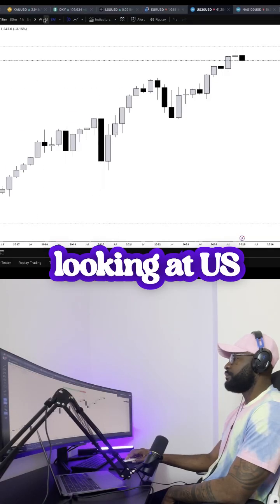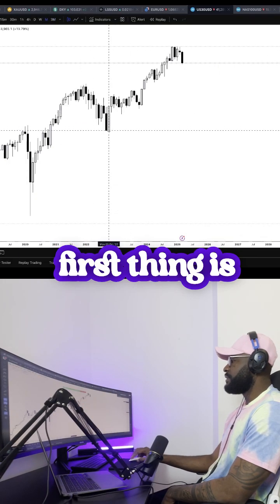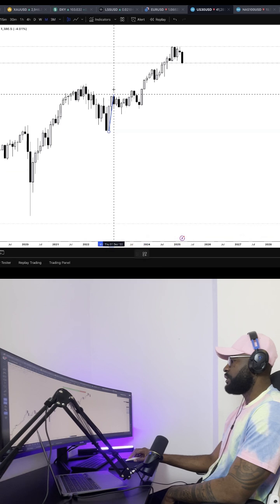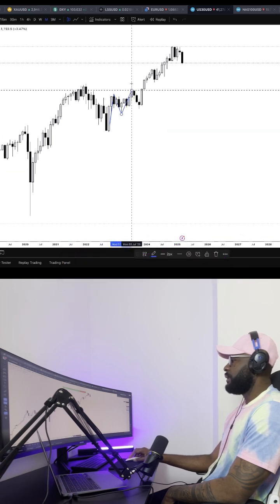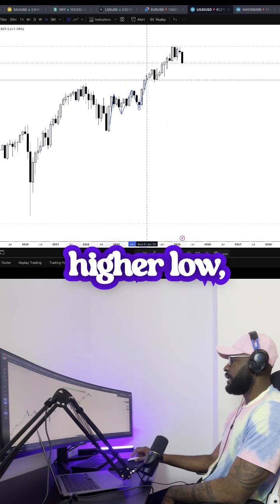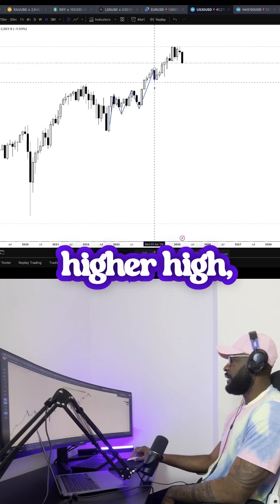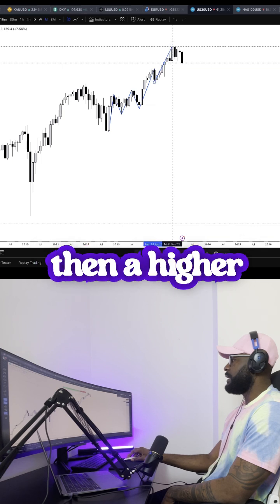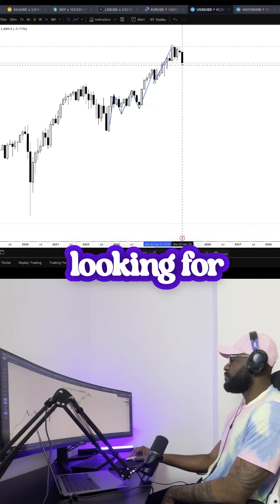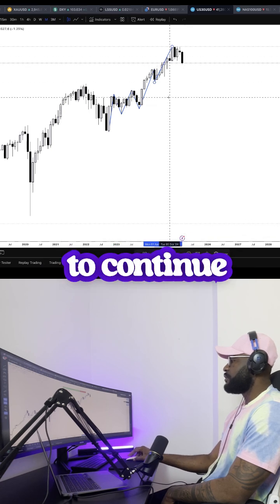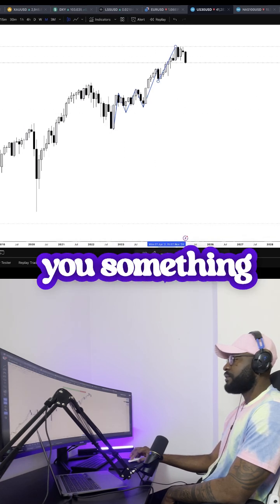Looking at US30, the first thing is the market structure is bullish, creating a higher high, a higher low, a higher high, a higher low, a higher high, a higher low, and then a higher high. So whatever price is doing coming down here, I'm going to be looking for buy opportunities to continue higher. Now, let me show you something interesting as well.